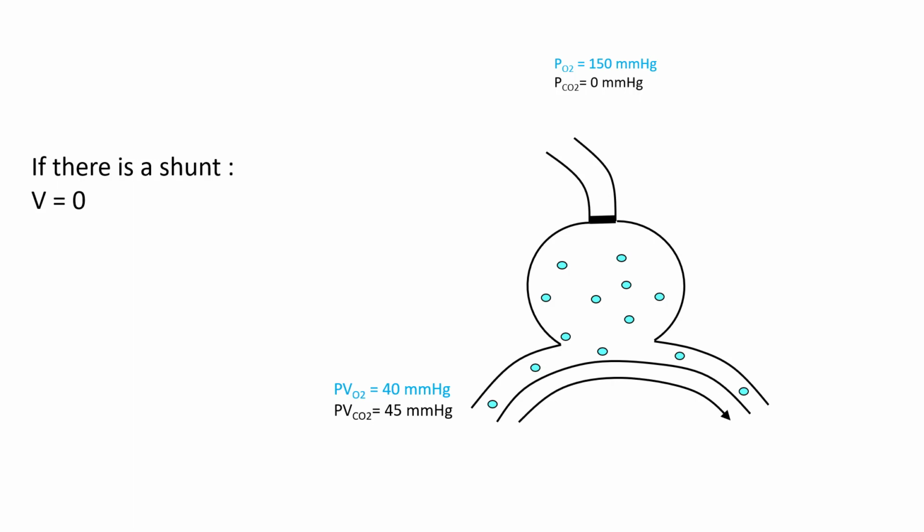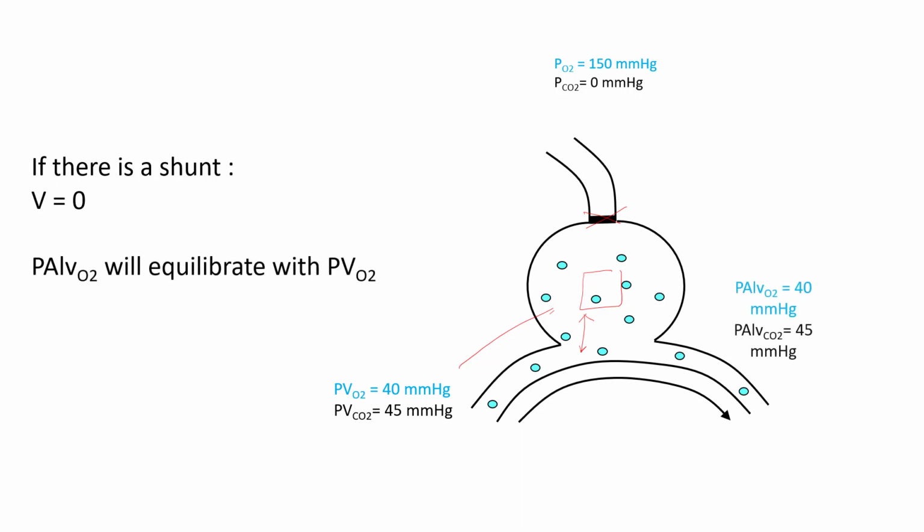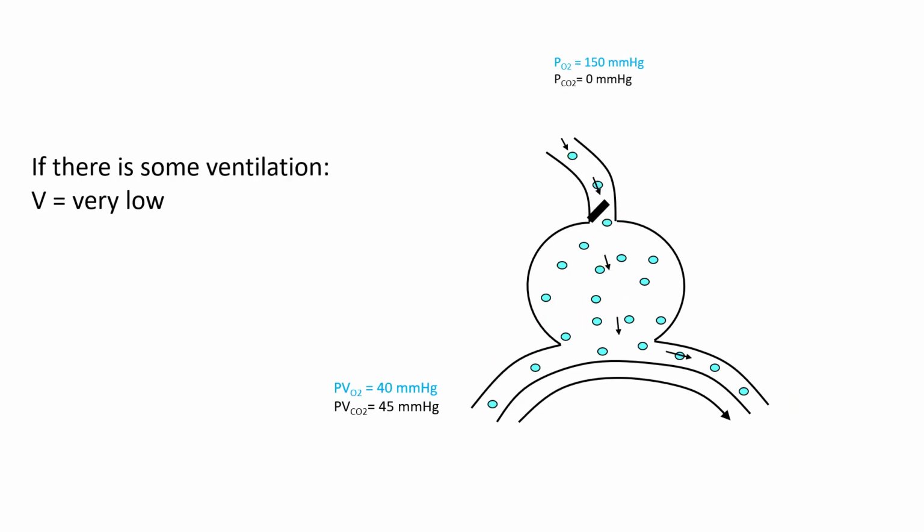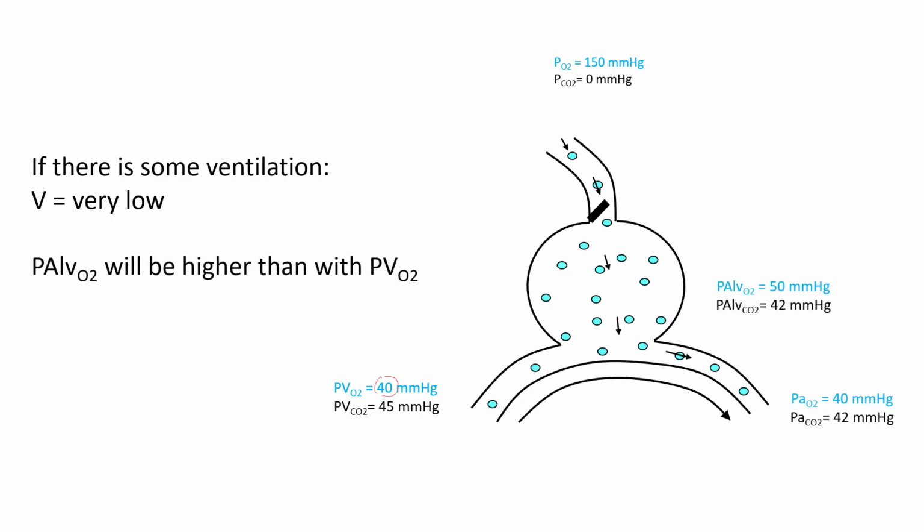If there's a shunt, the V is equal to 0. So the oxygen concentration in the alveoli will depend upon the venous PO2, because after some time these two are going to equilibrate. So P alveolar O2 will be equal to 40 and P alveolar CO2 will be 45. If there is some ventilation, there will be more oxygen molecules in the alveoli, so the P alveolar O2 would be higher than the venous PO2. For example, in this case, it's around 50, but as the ventilation increases, that means as the VQ ratio increases, the P alveolar O2 would increase, and similarly the P alveolar CO2 would decrease.